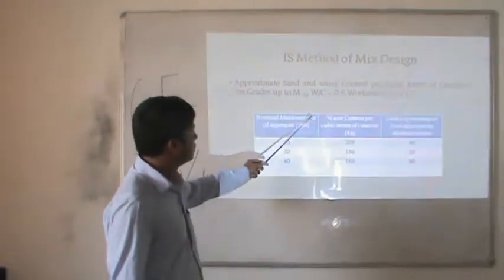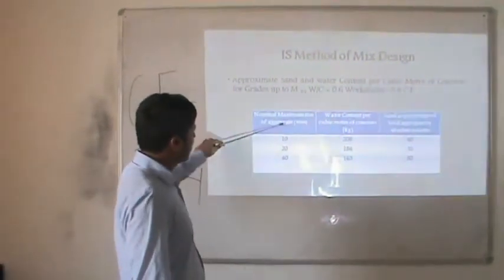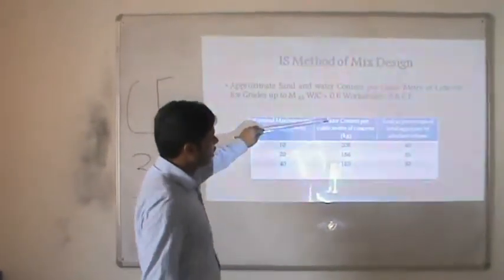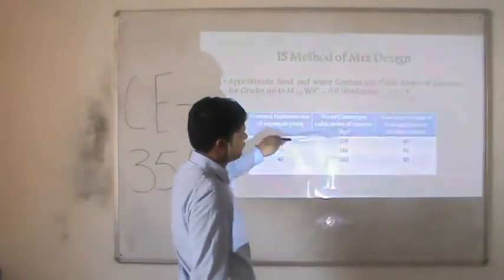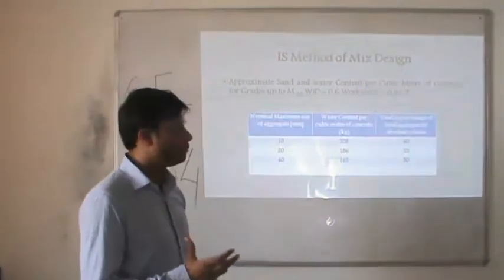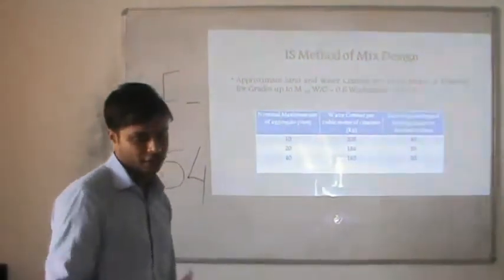The nominal maximum size of aggregate is 10, 20, 40, and the water content per cubic meter of concrete would be 208, 186, 165 kg. And sand as per the distribution of the total aggregate by absolute volume would be 40, 35, and 30 percentage.